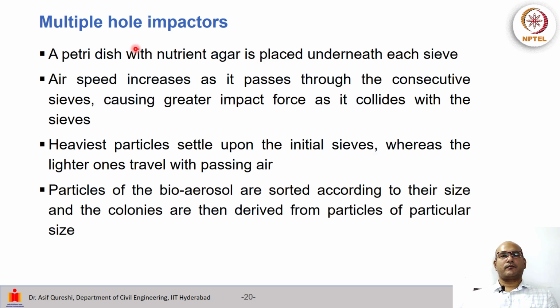In general, under each sieve, a petri dish with nutrient agar is placed. So in all of them, we are basically using a nutrient agar plate where we are supposed to collect the microorganisms. Likewise in these multiple hole impactors also, a petri dish with nutrient agar is placed underneath each sieve.